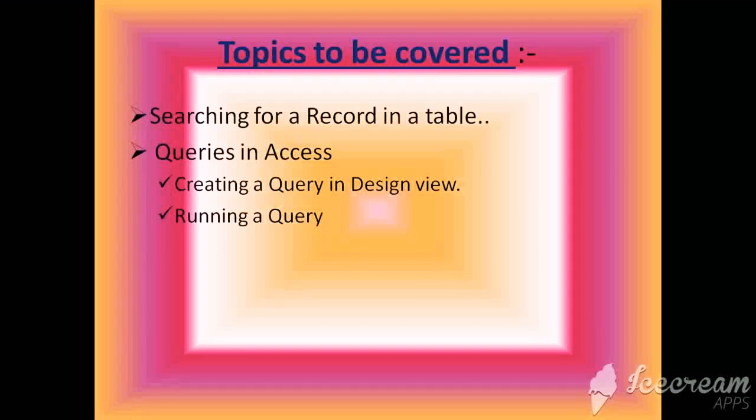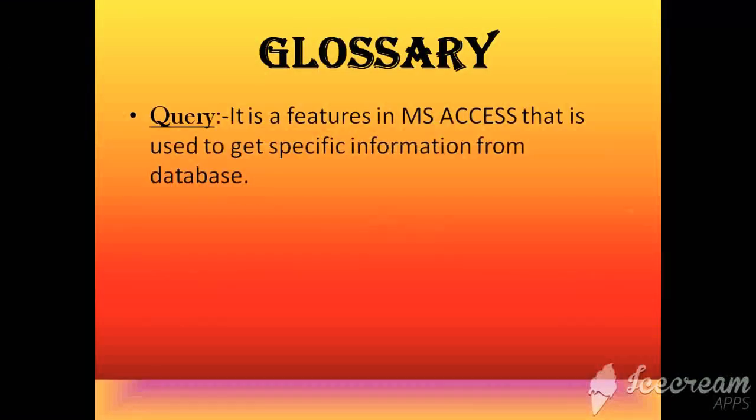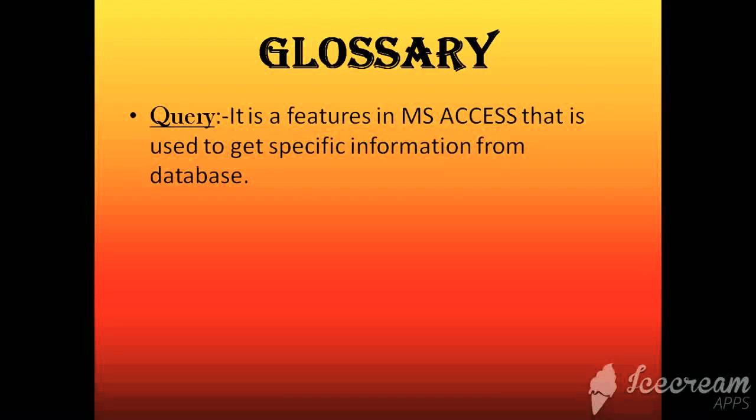In part 1, you must have learned sorting and filtering also, right? That also I will show you. But before that, let's see what a query is. Query is a feature in MS Access that is used to get specific information from a database. After a few minutes, I will tell you how we get specific information from a database, right? So let's begin our practical session, MS Access.